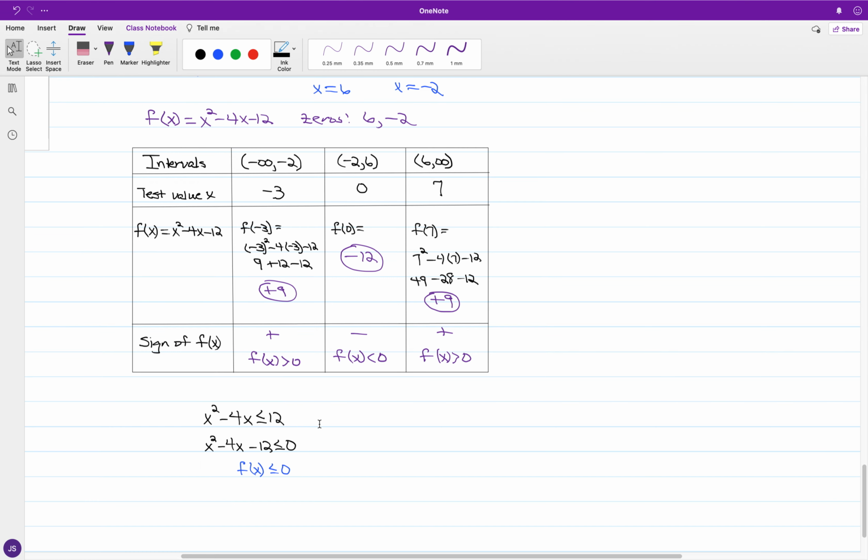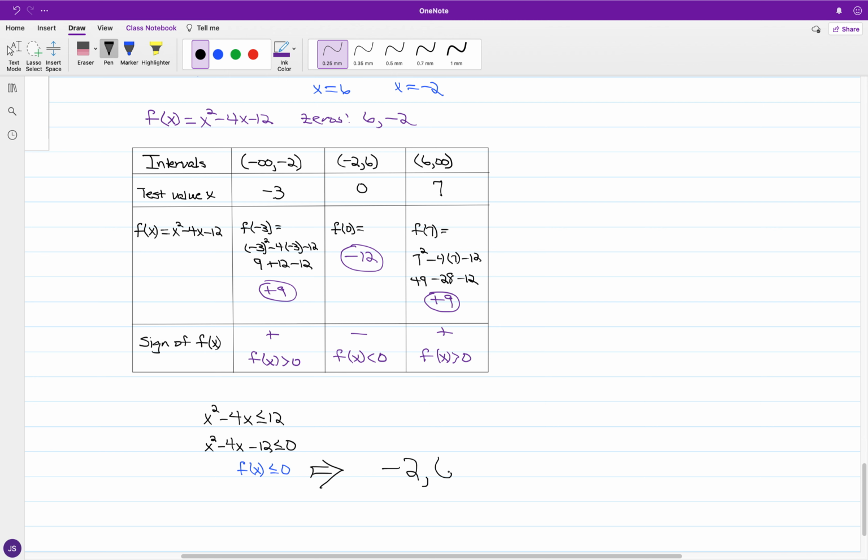Again, with our original inequality, x squared minus 4x is less than or equal to 12, rewriting as a comparison to zero inequality, the function is less than or equal to 0. This is in the same direction as where f of x is less than 0. And that part has the limit values negative 2 and 6.